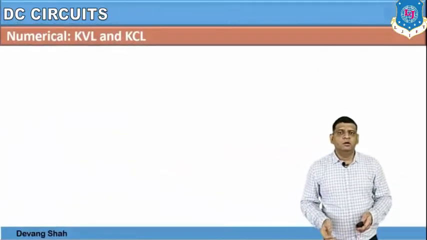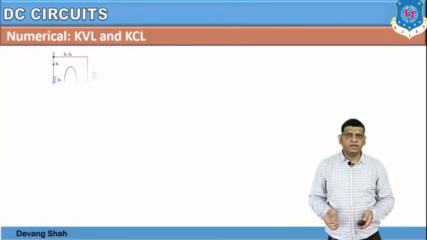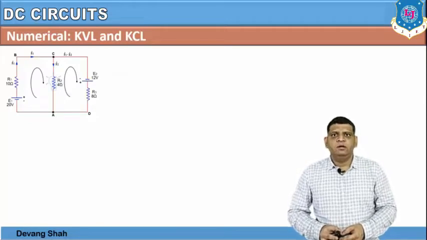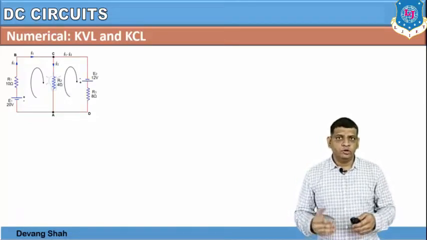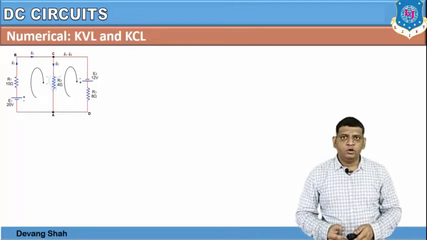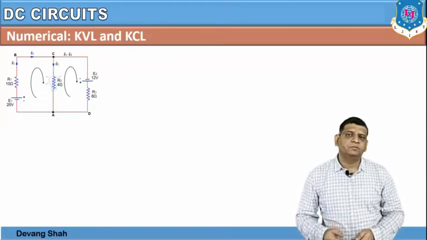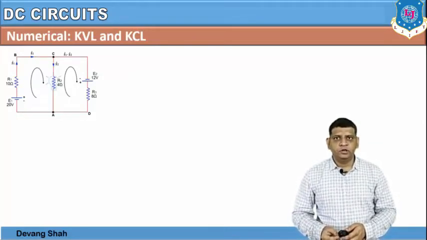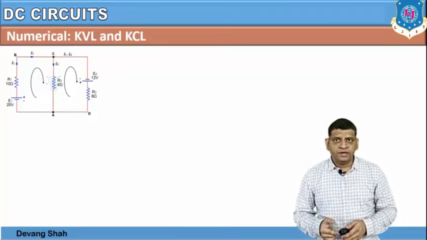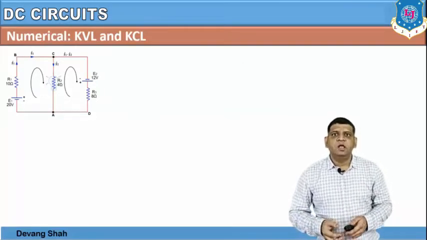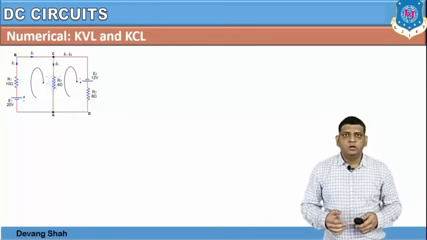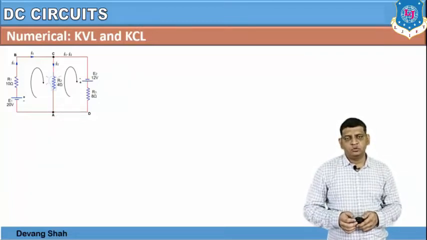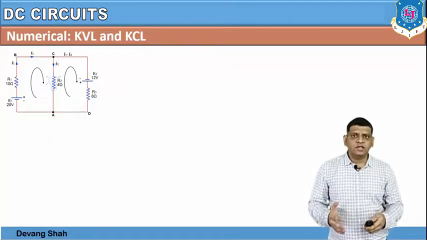Now this is one numerical based on KVL and KCL. Identify this circuit, where there are two loops and two nodes. Your job is to find the flowing currents I1 and I2, and the third branch, the current passing through R3, is equal to I1 − I2. I1 flows in one loop, passing through the 10 ohm resistance, and I2 passes through the 4 ohm resistance. Across the 8 ohm resistance, the current is I1 − I2. Based on this, you can find the nodes as well as the loops.